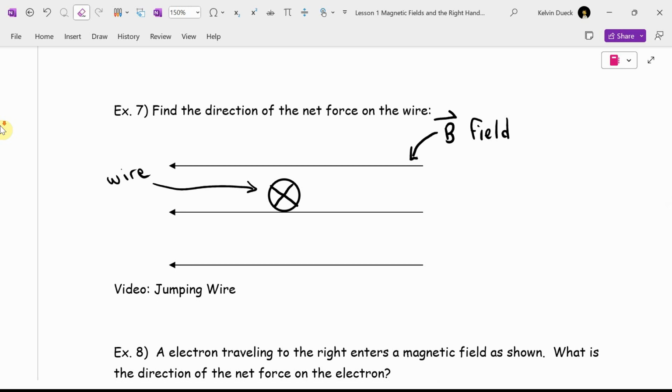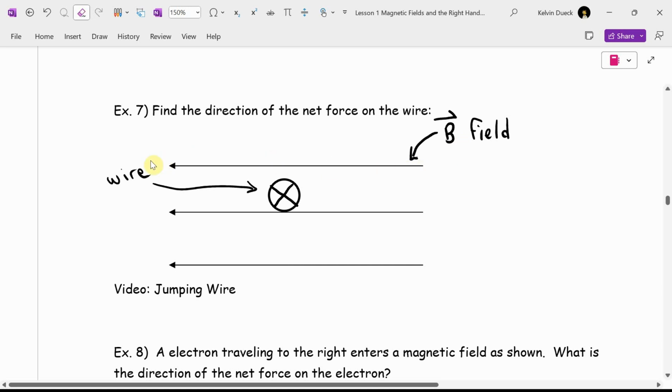Example 7 says: find the direction of the net force on the wire. So let's interpret this. Here's the wire. What direction is the current in the wire? Not to the left. Look at the wire. What direction is the current in the wire? Into the page. What direction is the magnetic field? Although you'll notice, did I bother writing magnetic? No, I used our abbreviation, capital B. Oh, sorry. To the left.